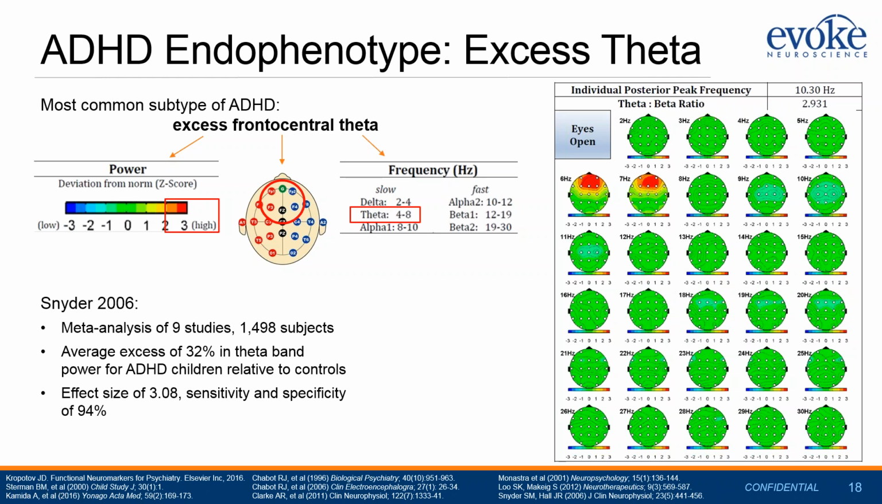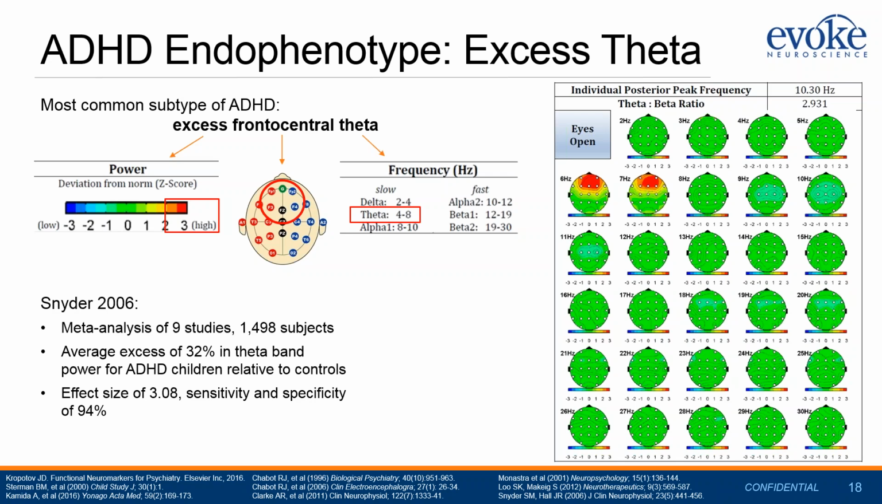Now, in a meta-analysis of 9 studies that collectively looked at almost 1,500 subjects, the average excess in the theta band was 32% for ADHD children compared to controls. So this is a really robust finding. This effect size was quite large, and it has a really high sensitivity and specificity. So if you're seeing this, chances are it's ADHD, of course, if you see other biomarkers with it as well. You never want to rely on one biomarker in isolation, but this is a really robust finding for ADHD children.